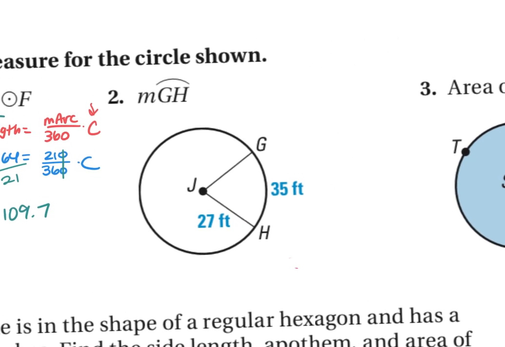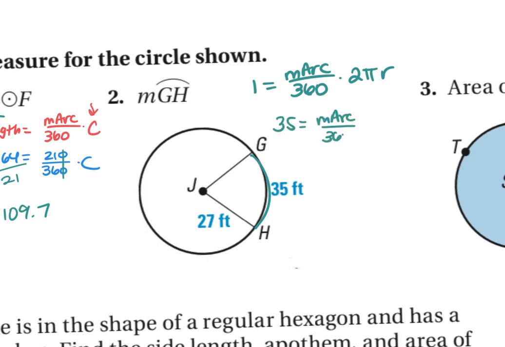So same thing. This time you have the radius. So you have the length. You don't have the measure of the arc. And I would do 2 pi r because you have the radius. What do we put for the length? The length is 35. The measure of the arc is what you don't know. Times 2 times pi times the radius, which is 27.